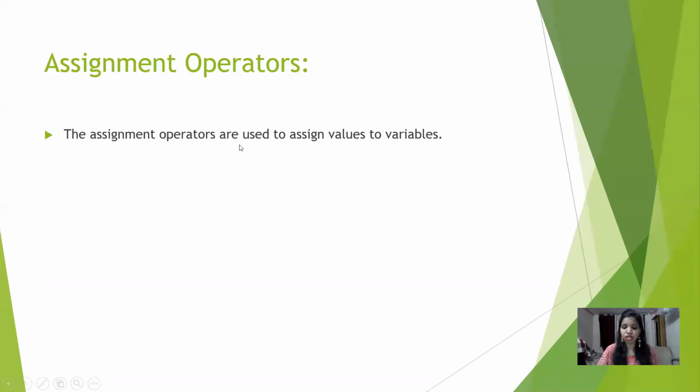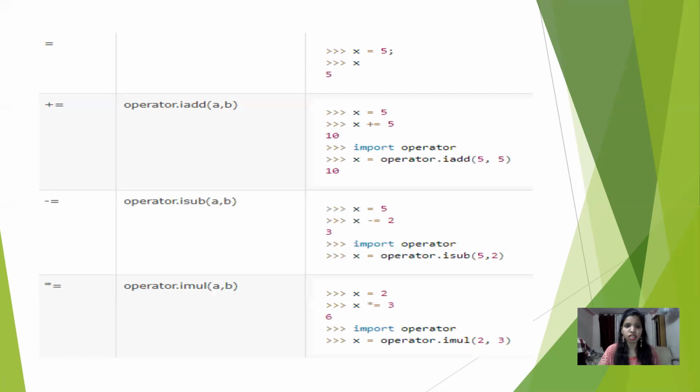Next is assignment operators. Assignment operators are used to assign values to variables. The equals sign means the value will be directly assigned to that variable. Suppose x equals 5, then if you press x, you will get the answer 5. Now for every symbol, plus, minus, multiply, division, we are just adding the equals sign. Plus equals, minus equals, star equals.